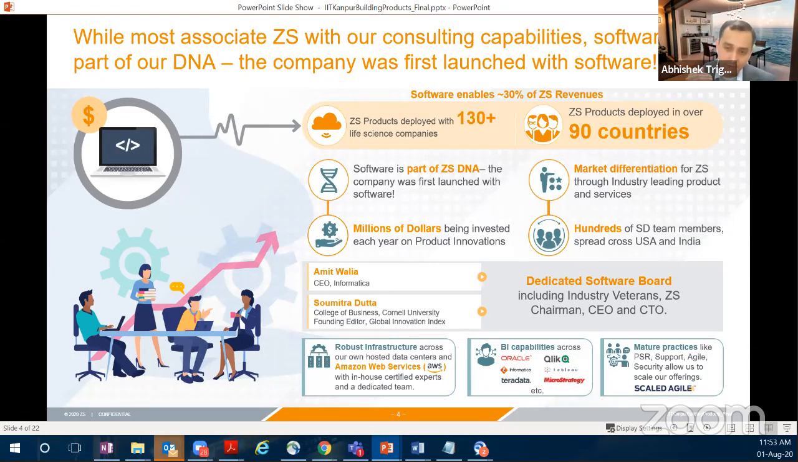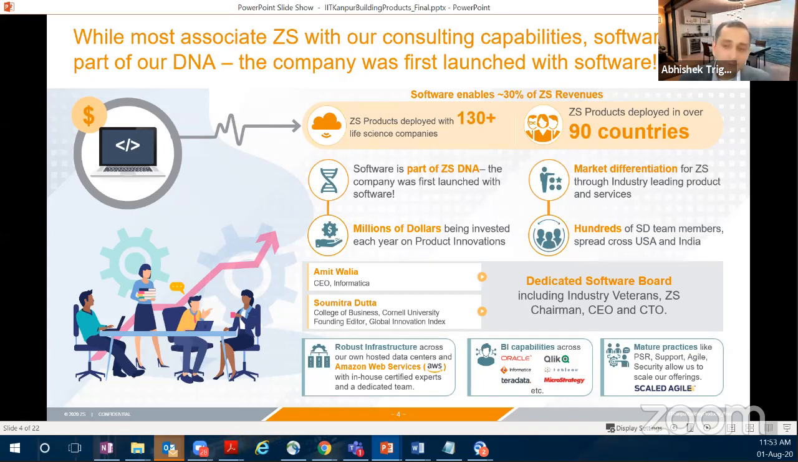This is the index which is used to rank countries on innovation that we read every year through WIPO and United Nations and other groups. And then lastly, again, using major capabilities, we are partners with Amazon, but we do have presence both on private and public cloud. We have capabilities in BI with Oracle, Qlik, Tableau, MicroStrategy, anyone that you can think of, we work with them to bring these capabilities to our clients.